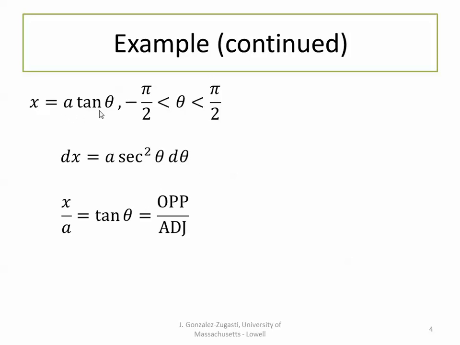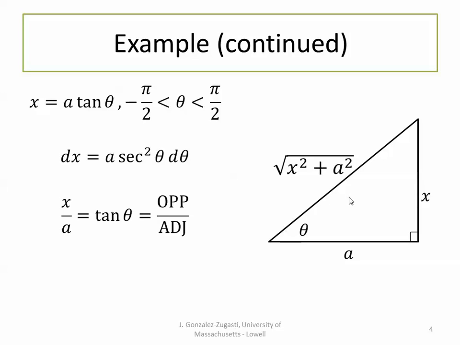And that means, solving this for tangent theta, that tangent theta is equal to x over a. Well, tangent is opposite over adjacent. If we set up our reference triangle, here's our opposite, here's our adjacent. Using the Pythagorean theorem, we can find the length of the hypotenuse. And then one last thing we might want to know is what is theta equal to? Well, since tangent is defined on the interval minus pi over 2 to pi over 2, we can talk about the inverse function. So we get tangent inverse of x over a is equal to our theta.